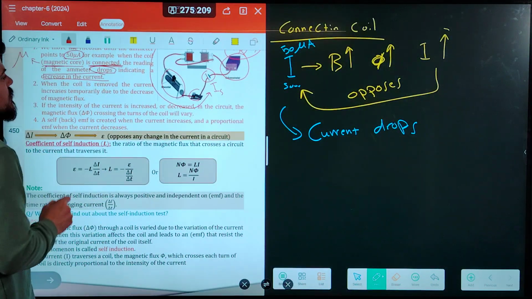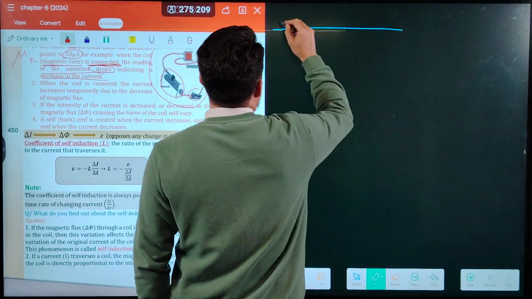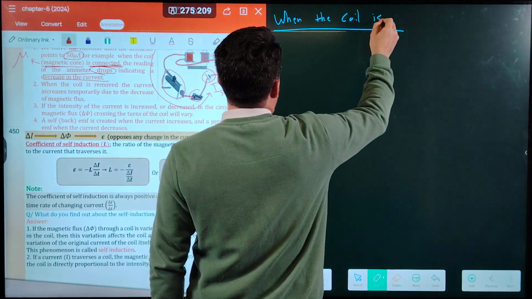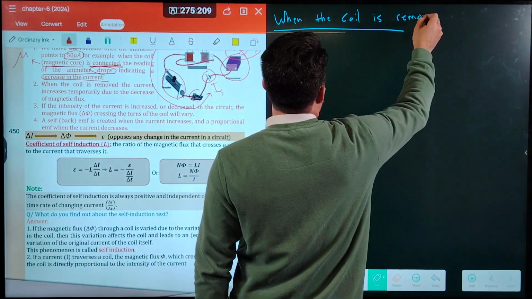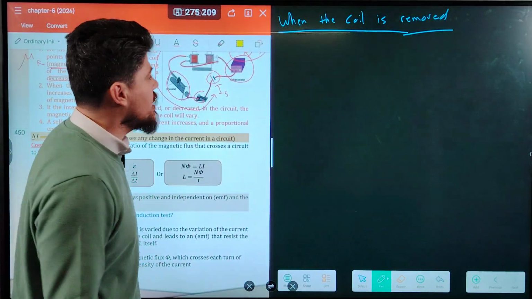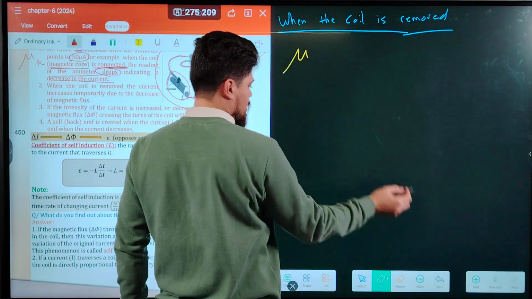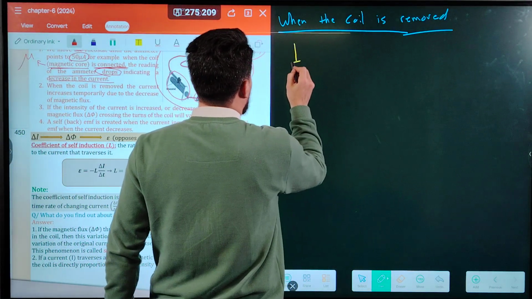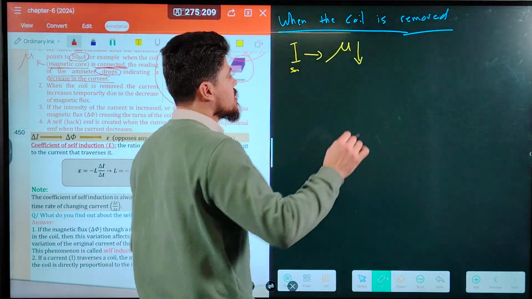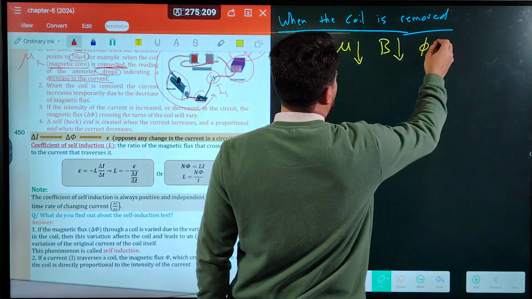When the coil or magnetic core is removed, another case, what happens to the induced current? Permeability decreases. This is the current of the source. When permeability decreases, what happens to the magnetic field? The magnetic field also decreases, and the magnetic flux also decreases.